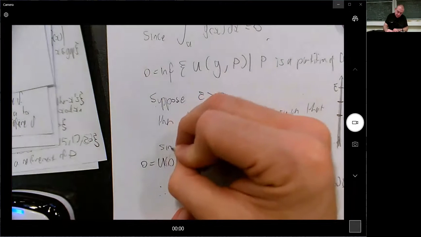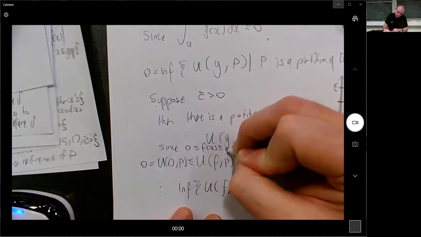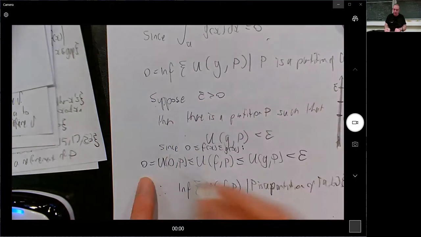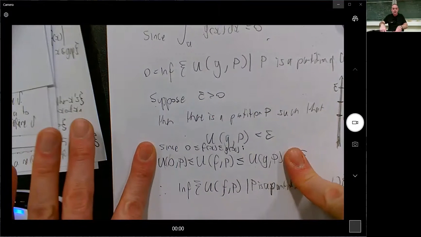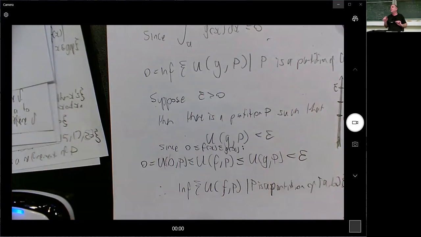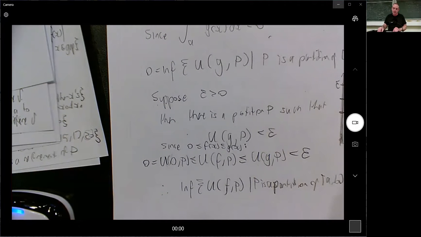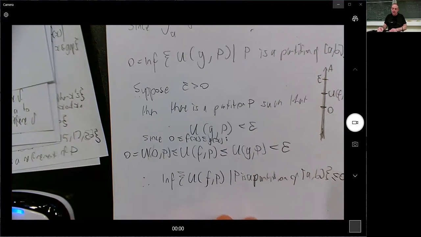So since 0 is less than or equal to f of x, it's less than or equal to g of x, this is true. Like this bit here is true, and therefore this is true. Yes. So it'd probably be better to write them on separate lines, but that's okay. And so therefore the infimum is in fact 0.